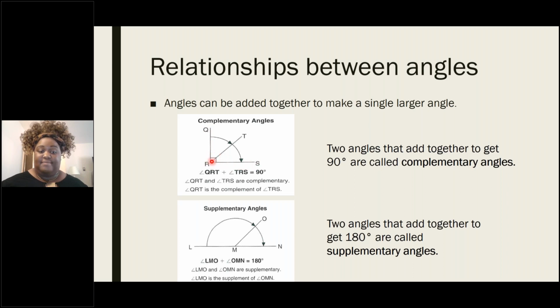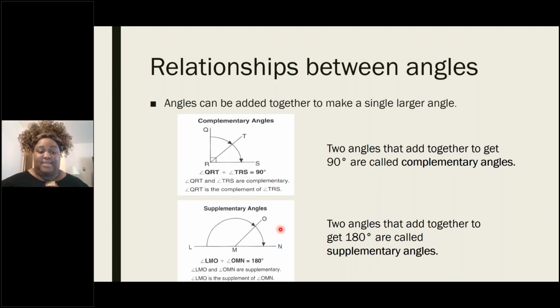That L shape, y'all see that square? So when I add those together, they equal 90 degrees. This tells me that those two angles are complementary and that they're complements of each other. So angle QRT is a complement of TRS and vice versa.